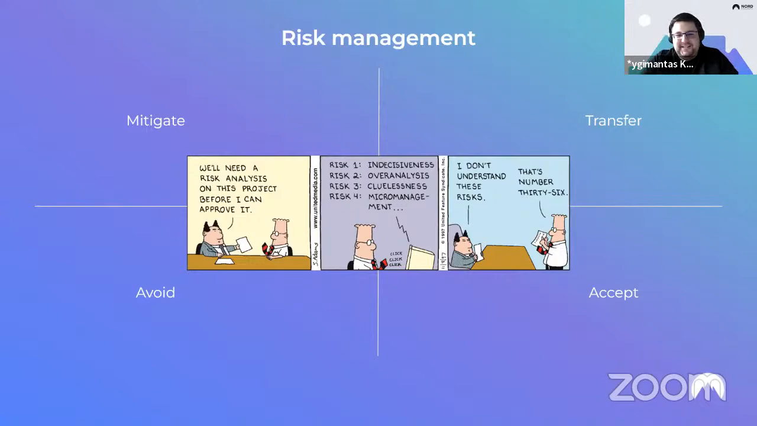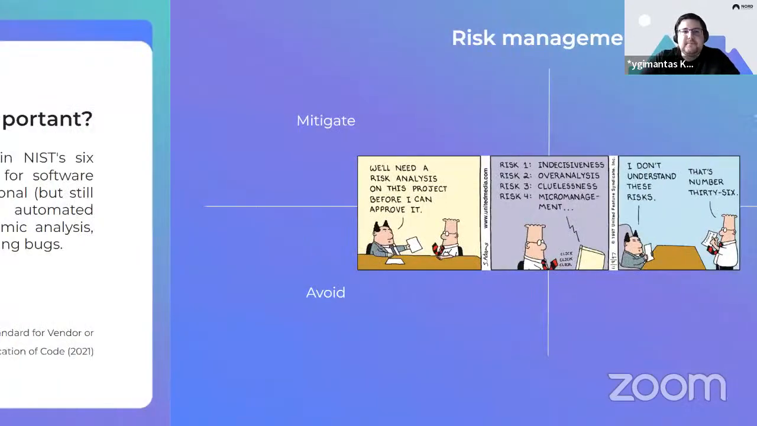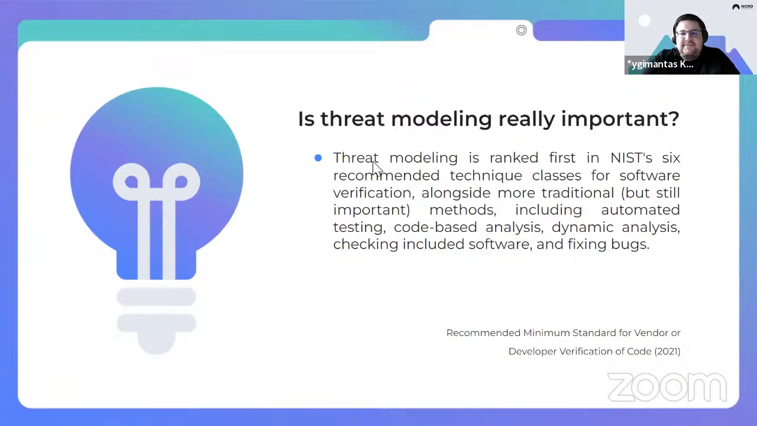So always be careful with that deny and ignore strategy. And finally, even after so many slides, you may wonder whether threat modeling is really worth it. I would point you to what is going on in the United States. Just last year, NIST, the National Institute of Standards and Technology in the United States, placed threat modeling first among 6 recommended technique classes for software verification. This was approved at the top level, meaning by presidential decree.